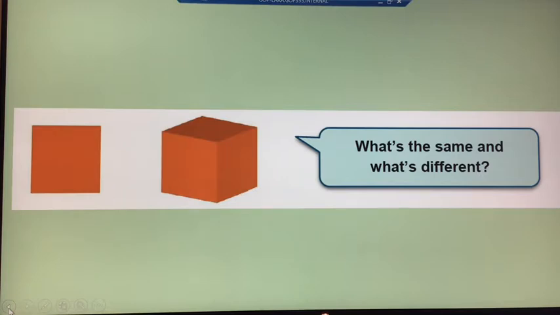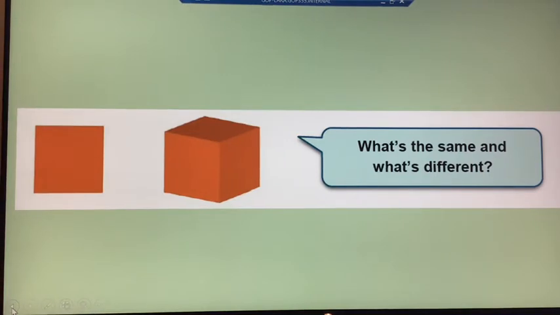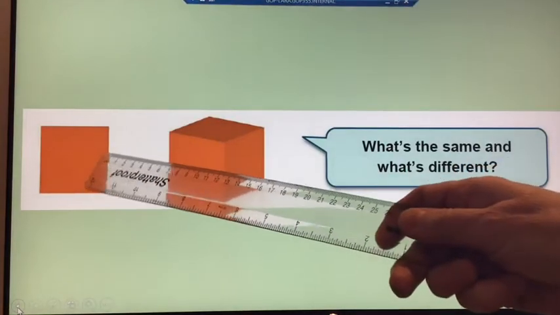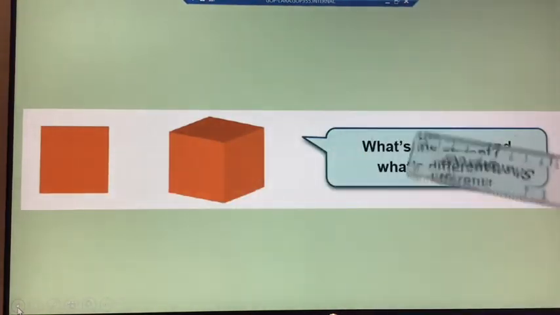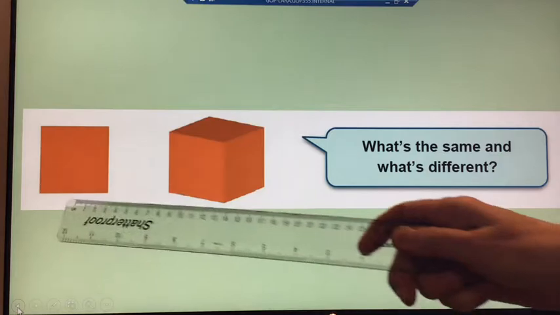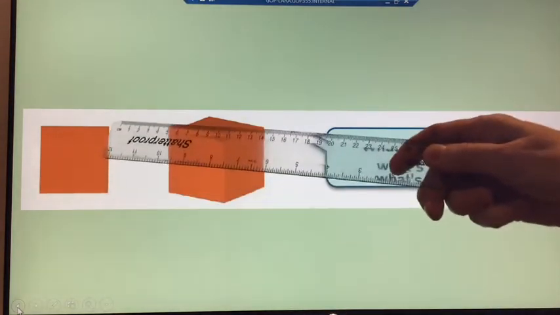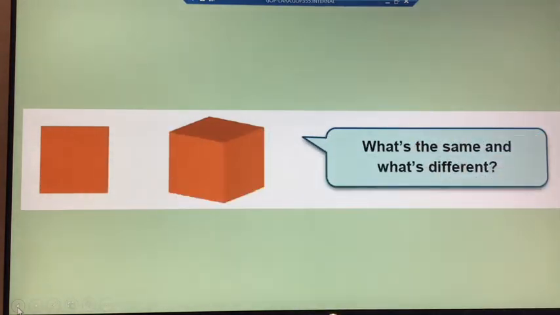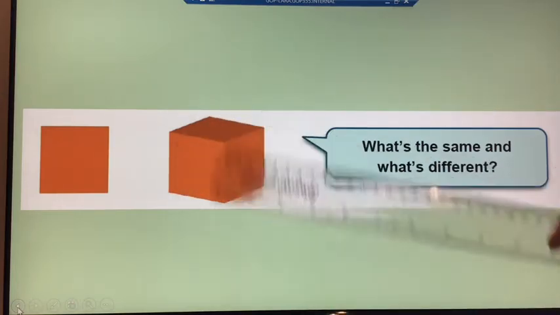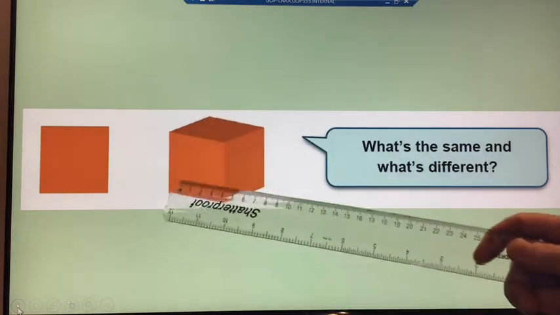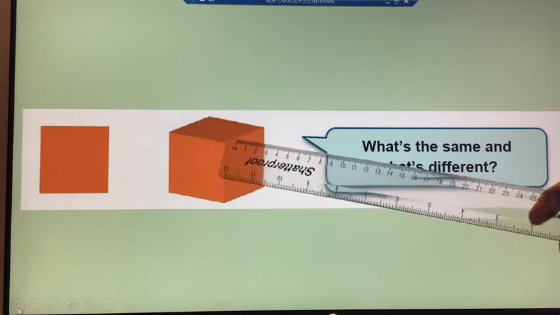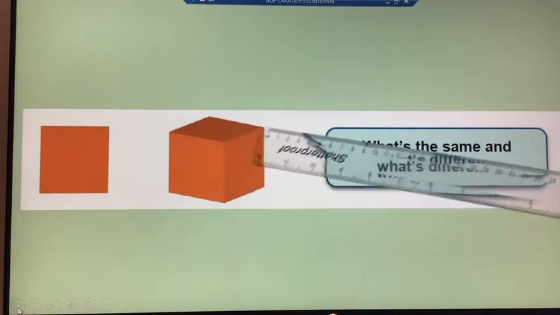To start today's lesson, I'd like you to have a look at the two pictures on the screen and tell me what you think is the same about them and what's different. Well, you've probably spotted that the shape on the left is a 2D shape. Now 2D means it only has 2 dimensions, so it has a width and a length. Whereas the shape on the right is a 3D shape. It has a width, it has a length, and it also has a depth.